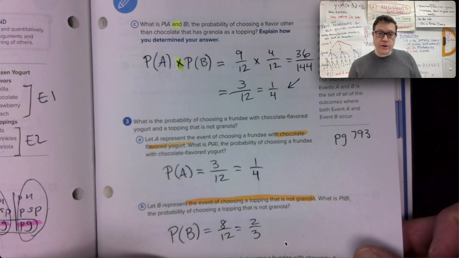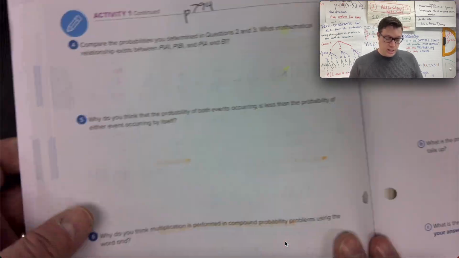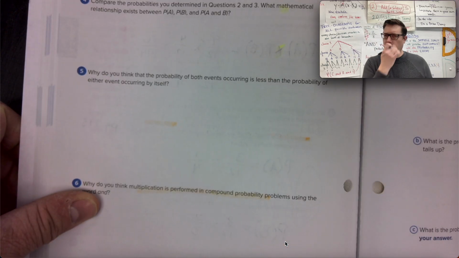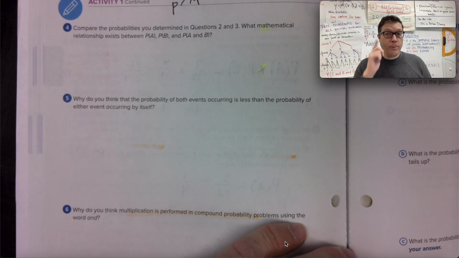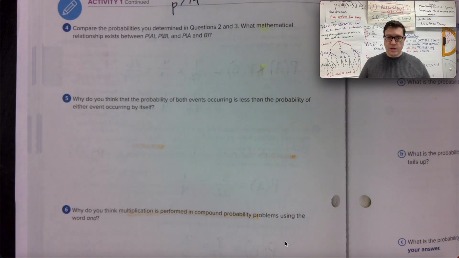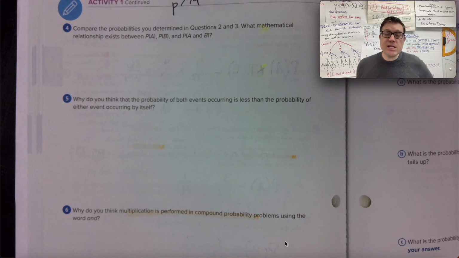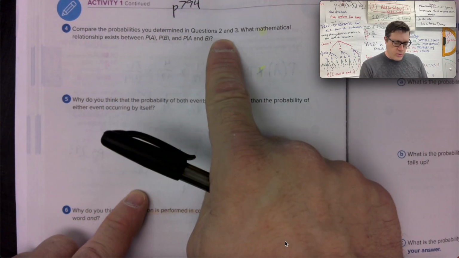We have the other pieces of information from 793 that round out the question here, but now we're going to put it into context. Maybe you were paying attention in those videos when I talked about the answers to questions 4, 5, and 6. We just didn't write them down. Let's write them down. Compare the probabilities you determined in question 2 and 3.